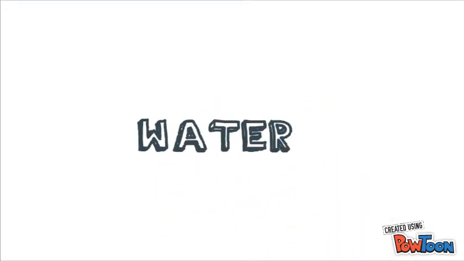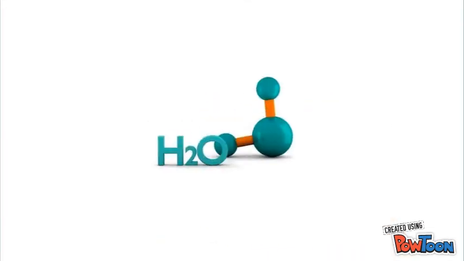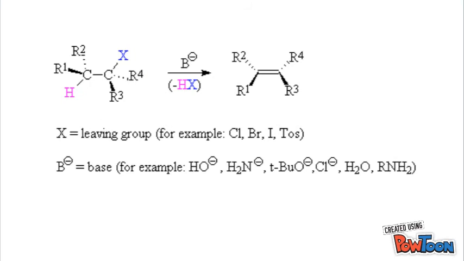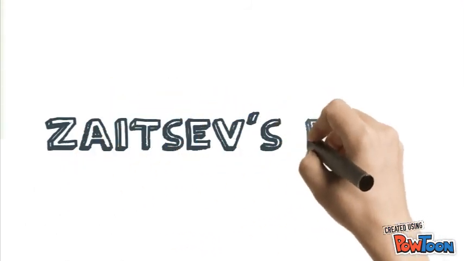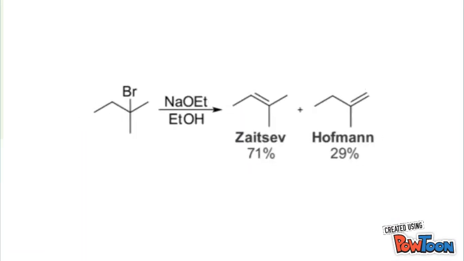Water, also known as dihydrogen monoxide, is a chemical compound consisting of two hydrogen atoms and one oxygen. In organic chemistry, X usually stands for a leaving group, for example, chlorine, bromine, or iodine. Yield is the amount of product obtained in a chemical reaction. Percent yield compares the hands-on results to the calculated predictions. Zaitsev's rule is an empirical rule for predicting the favored alkene products in elimination reactions.